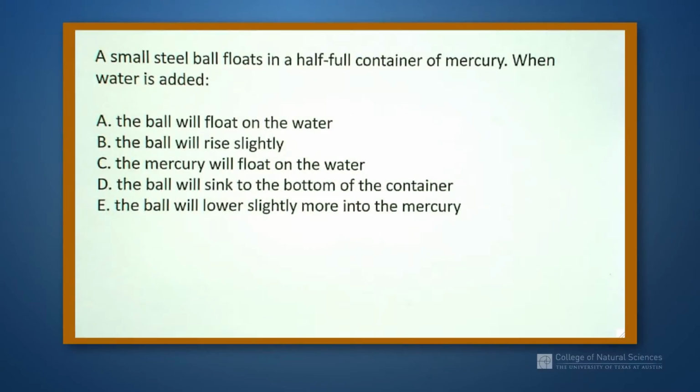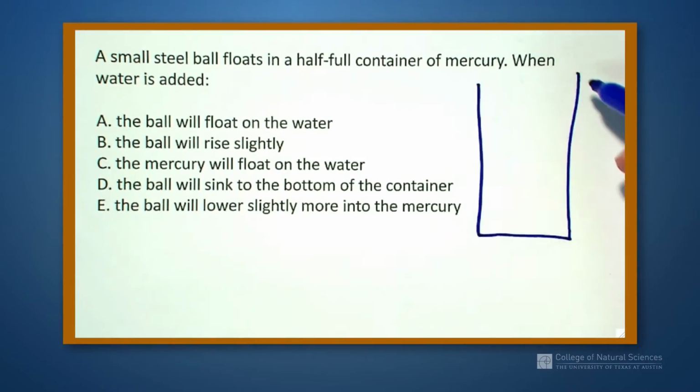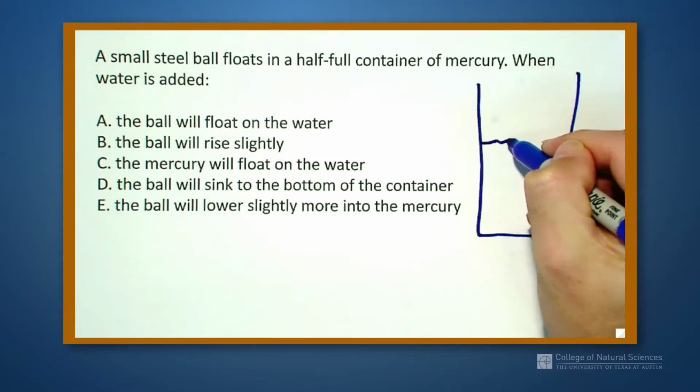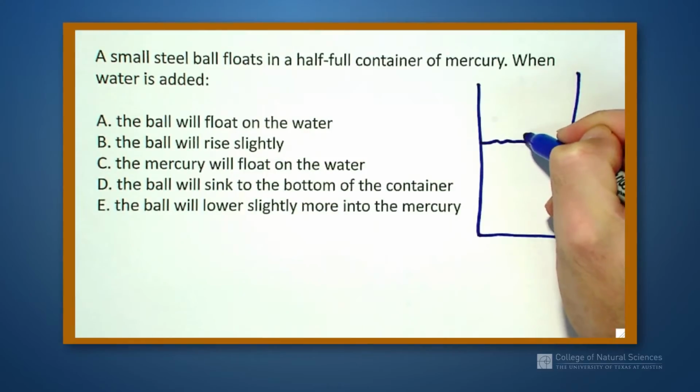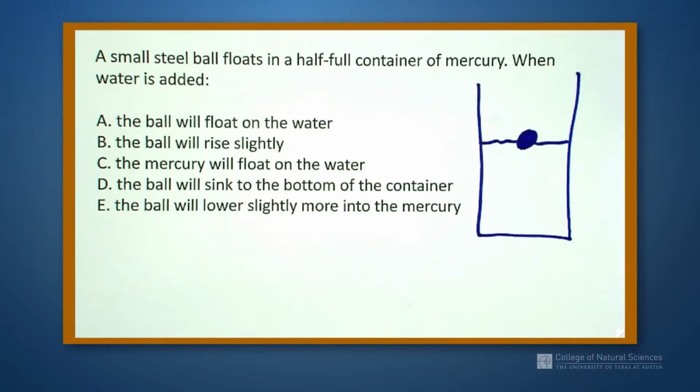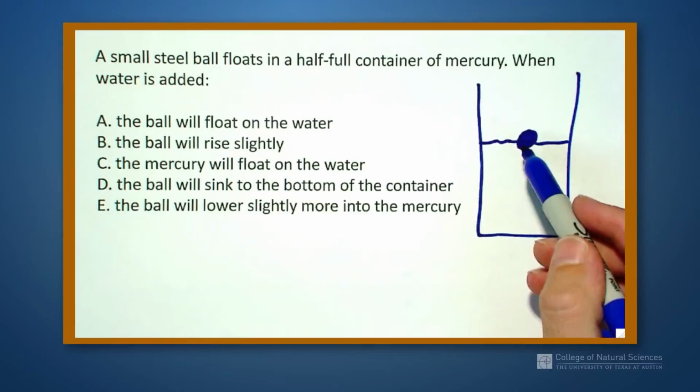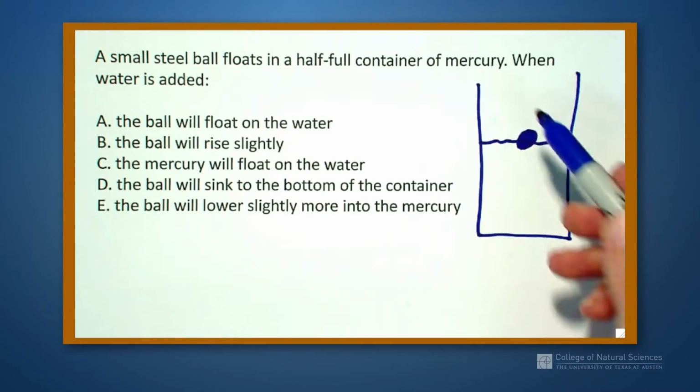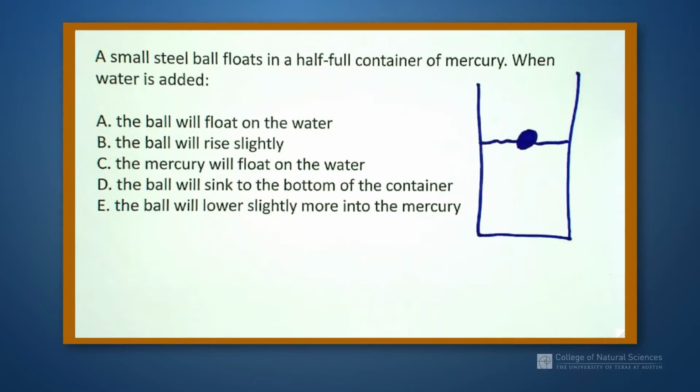So this question simply says that we have a small steel ball floating in a half-filled container of mercury. Mercury, if you remember from chemistry, is a fluid. So I have a fluid, and I have a small steel ball that floats in the mercury. Part of it's submerged, part of it's not submerged. The part that's submerged is what's going to provide the upward buoyancy force.